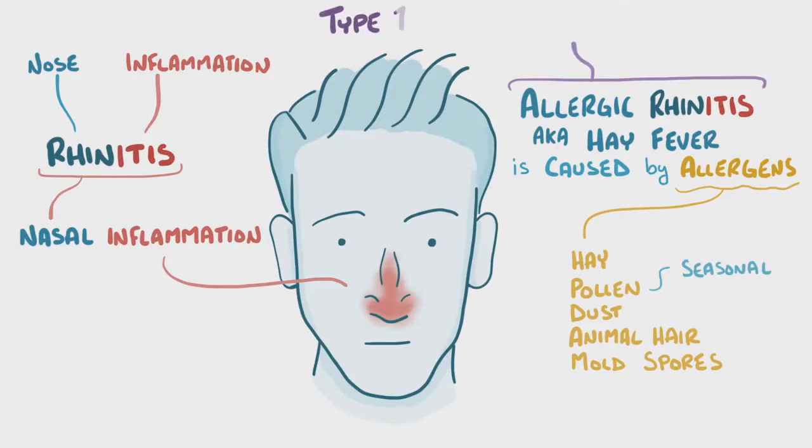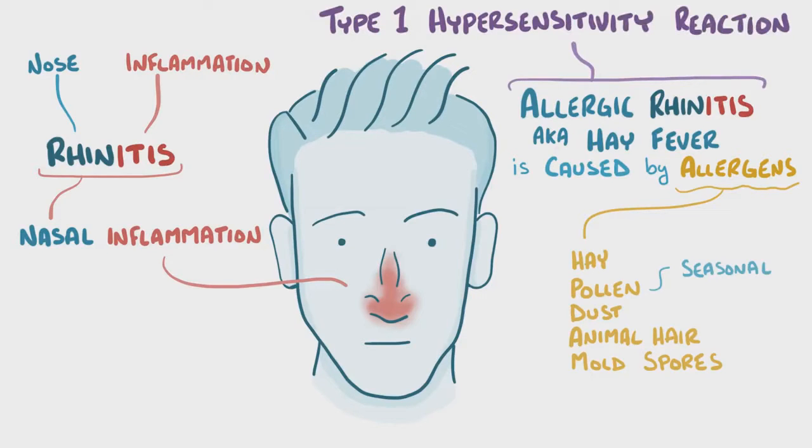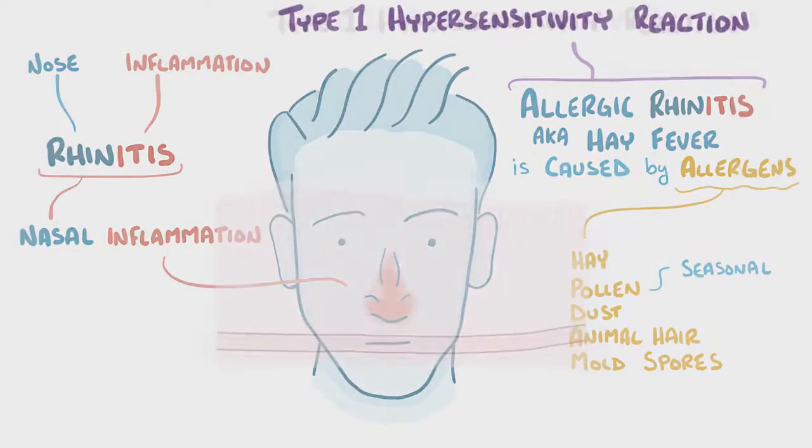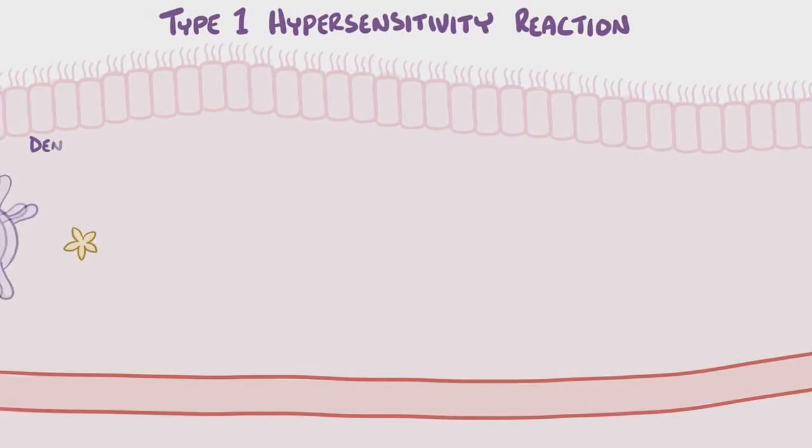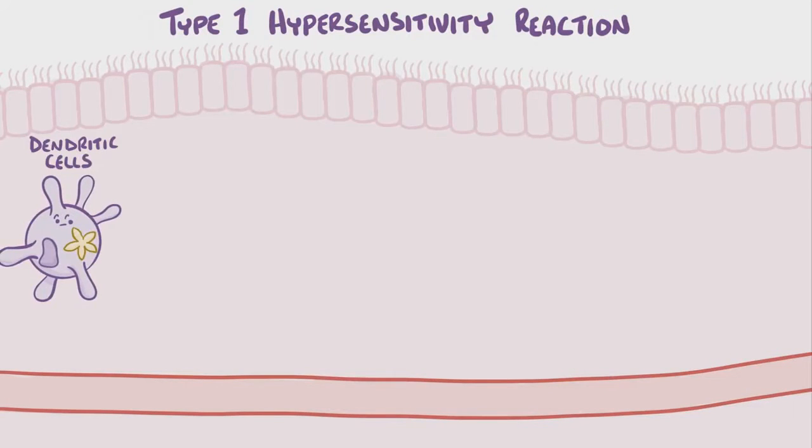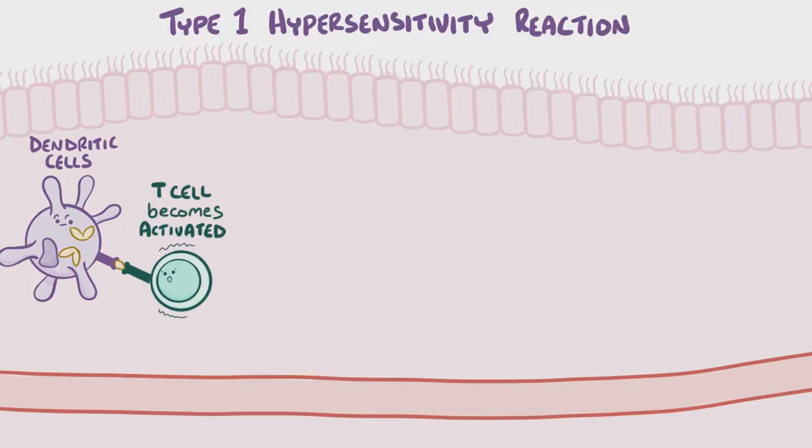Allergic rhinitis is a type 1 hypersensitivity reaction, which is a type of allergic reaction that starts with exposure to an environmental allergen. So let's say that a bit of pollen enters the nose. It can get picked up by a dendritic cell, which is a type of immune cell that gobbles up the foreign particle and presents it to a nearby lymphocyte called a T cell. If that T cell gets activated, it kicks into action, producing cytokines which help to get other immune cells involved.